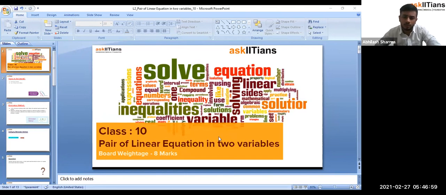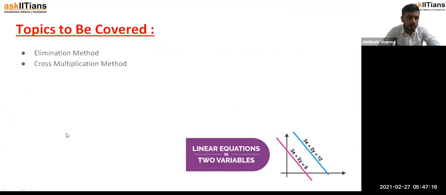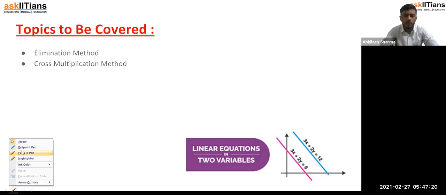Earlier, we have seen what it means to solve a pair of linear equations in two variables, simultaneous equations, as we can also call them. And also, we have seen the substitution method that can be used to solve them. Now, in this particular lecture, we are going to take a look at these topics: the elimination method and the cross multiplication method, right?